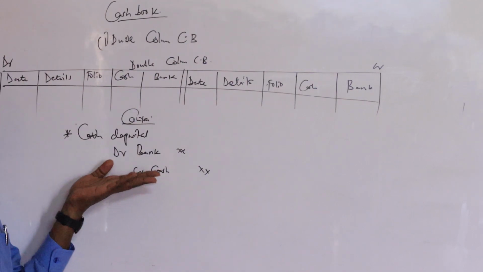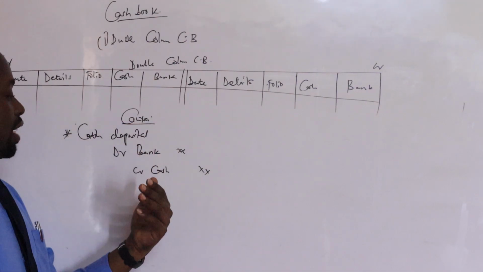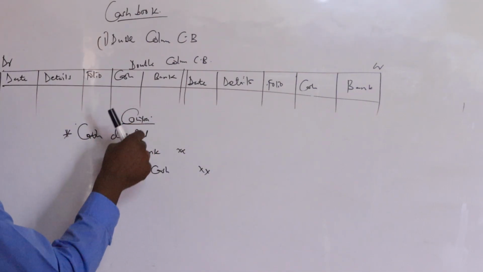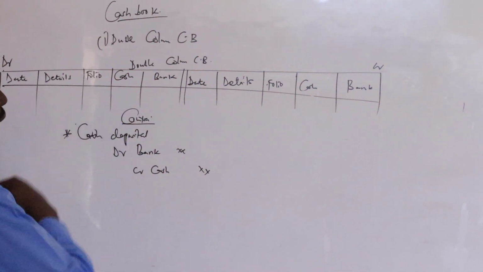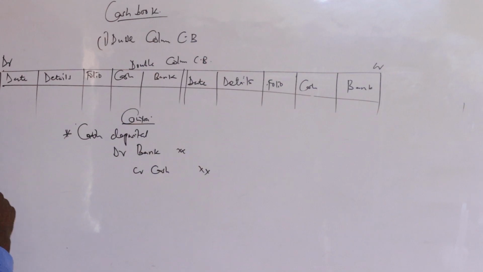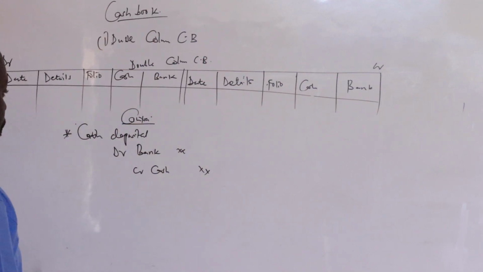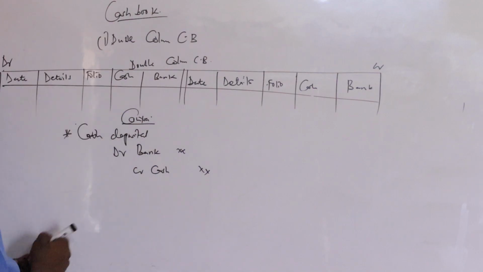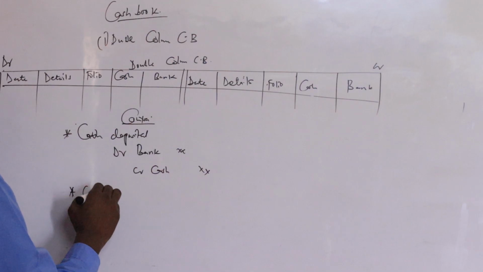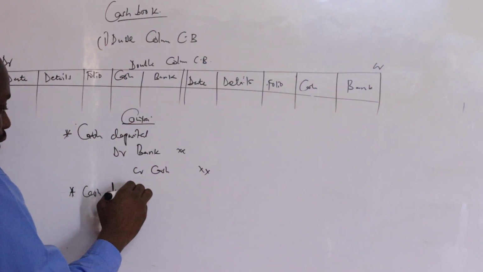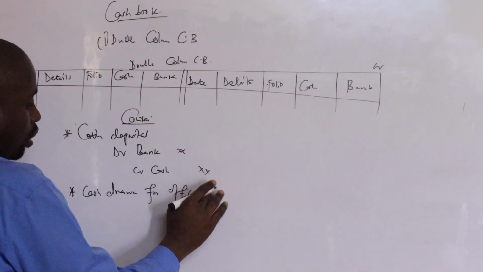That's why they will reflect it as what? A credit balance. So that implies that they owe you money. To them, the money they hold on your behalf is a liability. We'll do more of that when you'll be doing bank reconciliations so that you get to understand it better. That is the first contra entry. The second contra entry is cash drawn for office use.